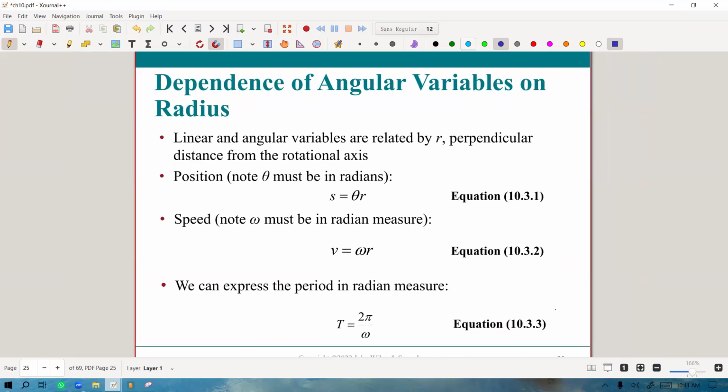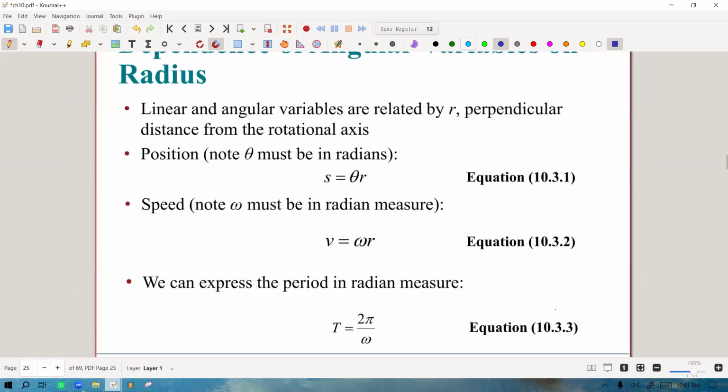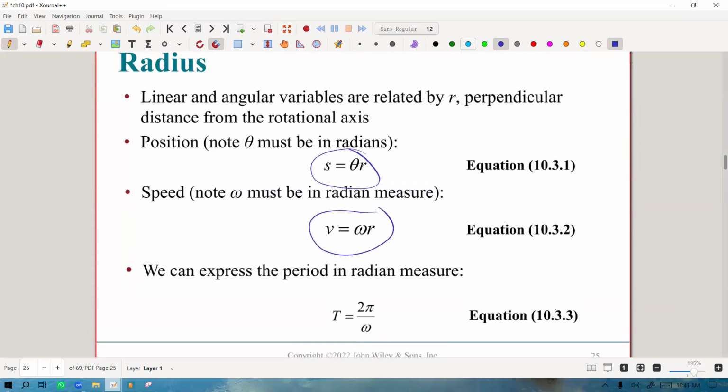So linear and angular variables are related by r, the perpendicular distance from the rotational axis. Position: note theta must be in radians. So position s is equal to theta times r. And speed, here v is equal to omega times r. And then we can express the period. T is the period that I mentioned before, the time needed to make one rotation. So one rotation in how many seconds the particle moves.